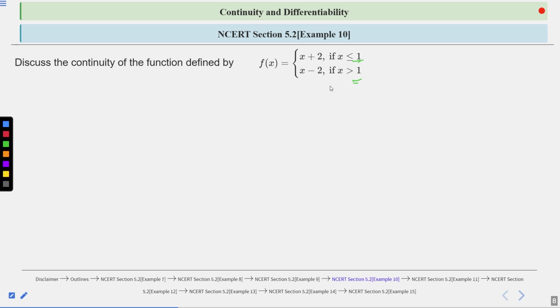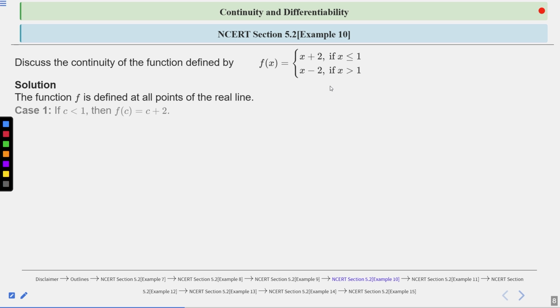So how can we discuss? Let us see the solution part. The function f is defined at all the points of the real line. Case 1: if c is less than 1, then the value of f(c) will be equal to c plus 2.